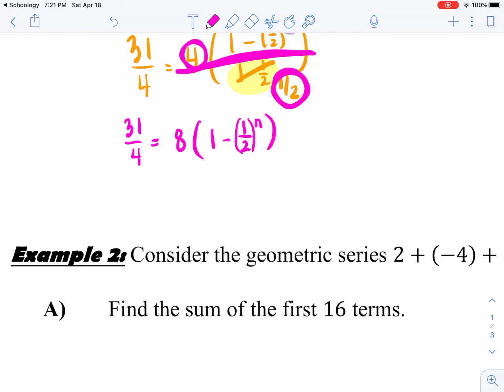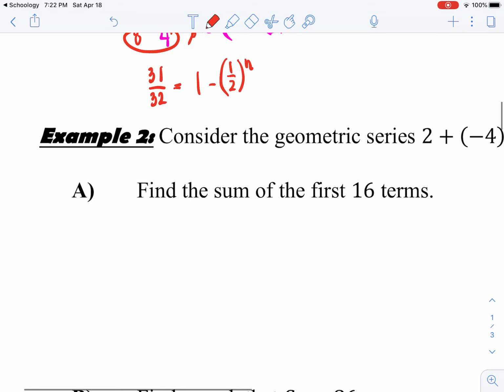All right, now I need to get rid of the 8. To get rid of the 8, I would divide by 8, but since I'm working with fractions, remember another way of getting rid of an 8 instead of dividing by 8 is you can multiply by the reciprocal. So I'm going to multiply by 1/8. That way I can keep this a fraction and not turn it into a decimal. Remember, when you're multiplying fractions, you multiply straight across. 1 times 31 is 31. 8 times 4 is 32. So now I have 31 over 32 equals 8 divided by 8 is 1. That's why it cancels. And now I have 1 minus 1/2 to the nth power.